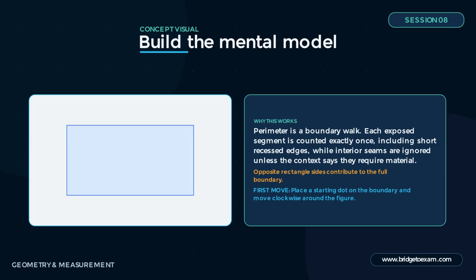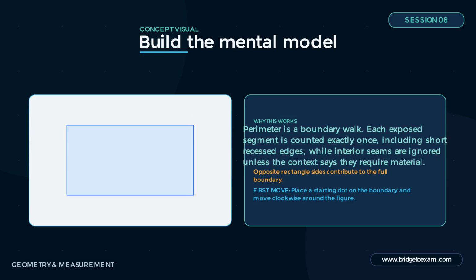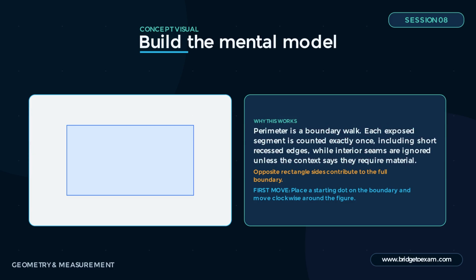The opposite rectangle sides contribute to the full boundary. Every outside triangle side is included once. Read every label as evidence about what is known, what is unknown, and which measurements actually belong in the model. Here is the central reasoning. An irregular garden may have internal planting lines, but fencing follows only the outer edge.